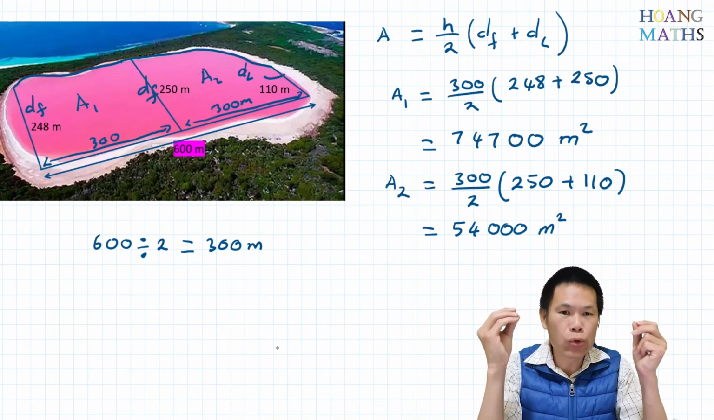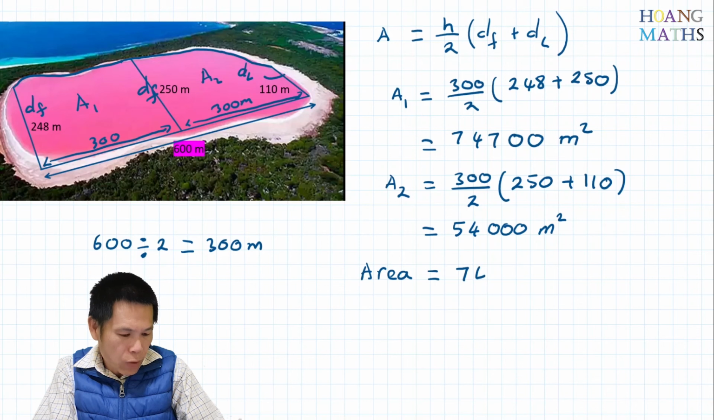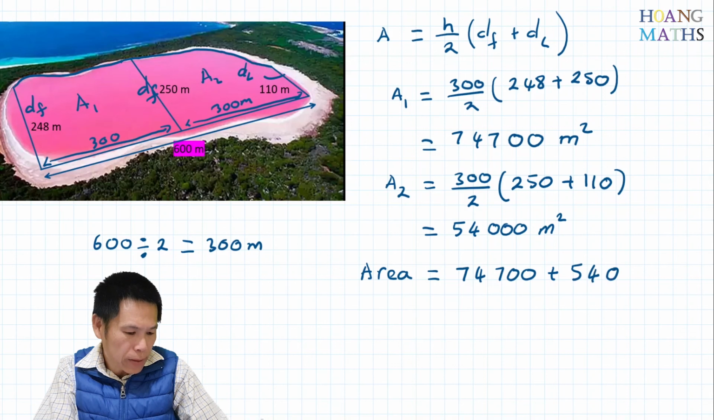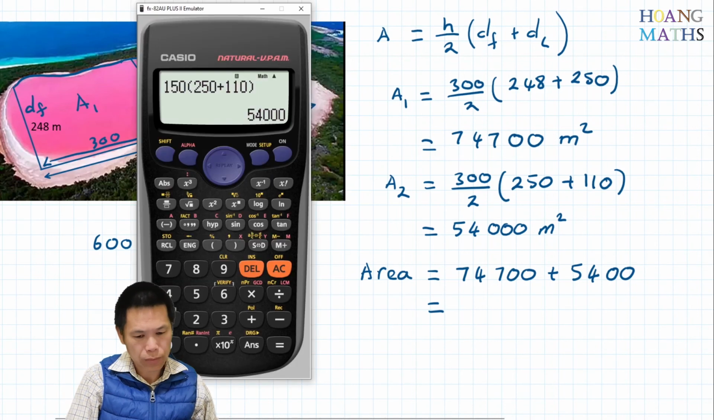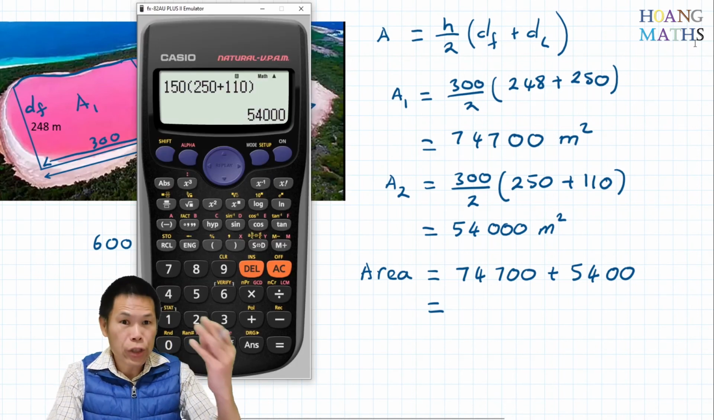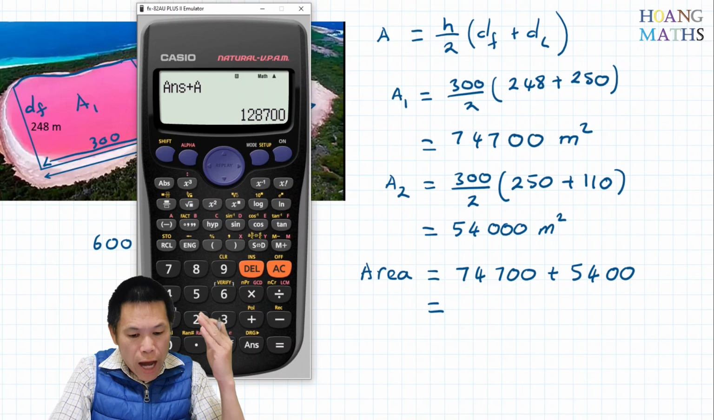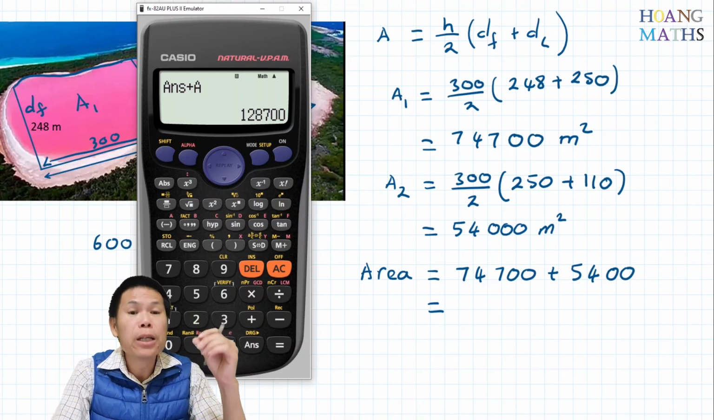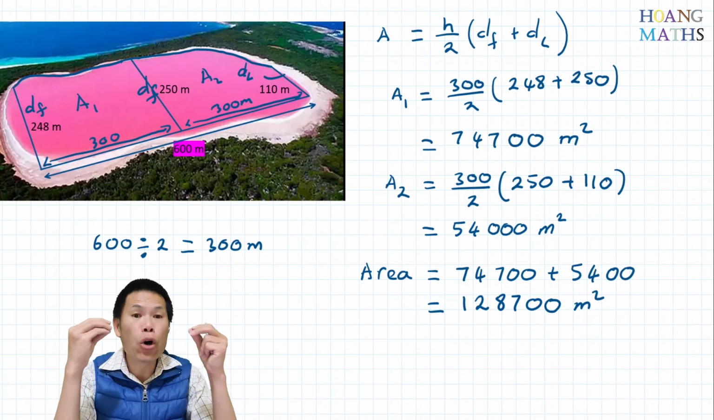So now we just add these two areas together, so it will give me the area of this lake here. 74,700, we add 54,000. That would give me, so I just go answer plus alpha A. There you go. So 128,700 square meters. And this is more than 10,000 square meters.